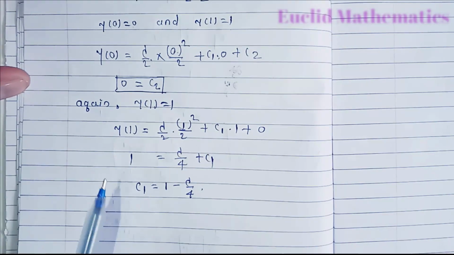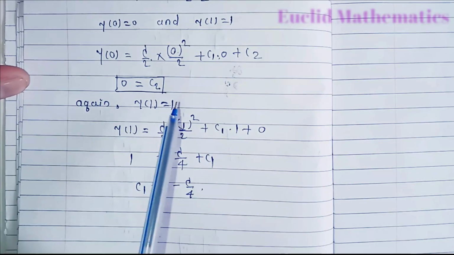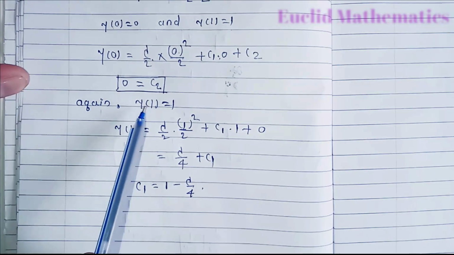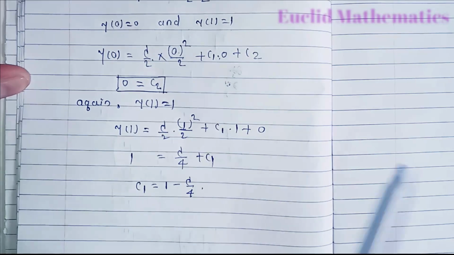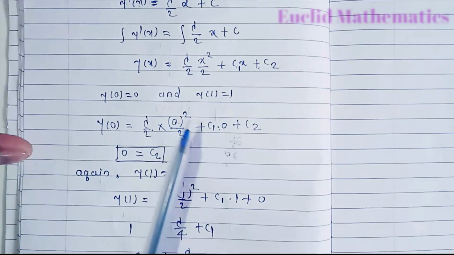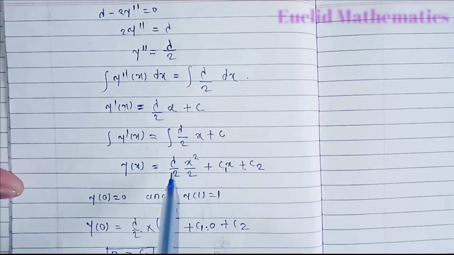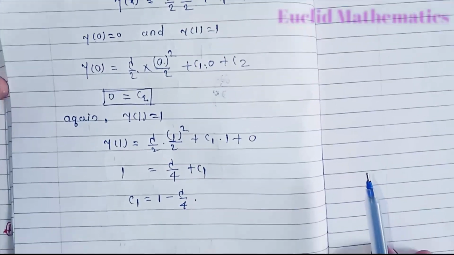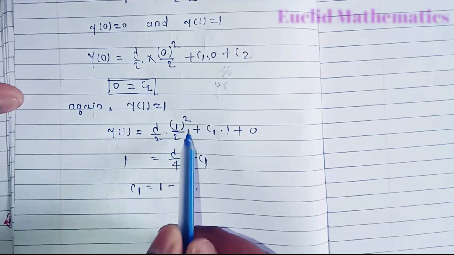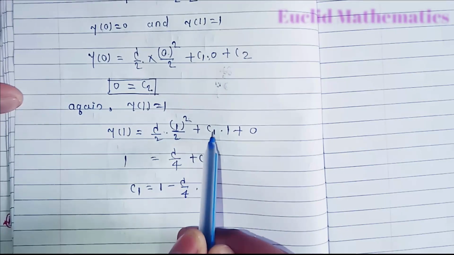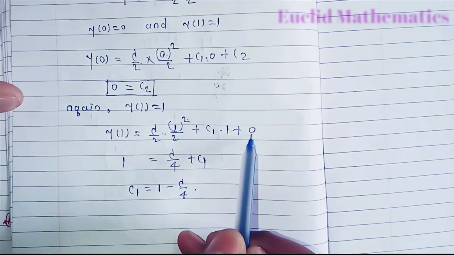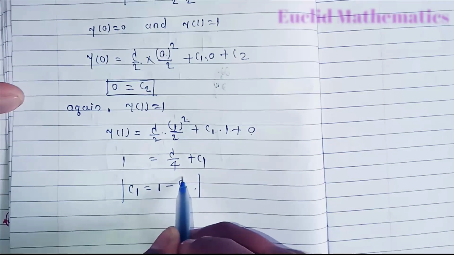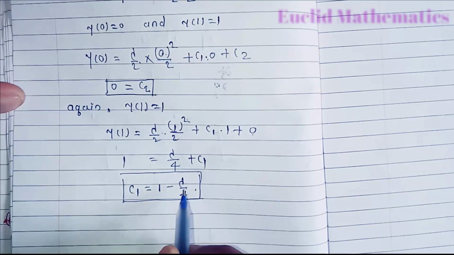Now we want the values for c1 and c2. We found the value for c2, so now let's work on c1. For finding c1, we use the second initial condition, y of 1 equal to 1, in our y of x, which is lambda by 2 into x square by 2 plus c1x plus c2. Already c2 is 0. So y of 1 equals 1 gives lambda by 2, with x replaced by 1, divided by 2, plus c1 into 1 plus c2. I substitute c2 as 0. Now calculate the value for c1: I found c1 equal to 1 minus lambda by 4.